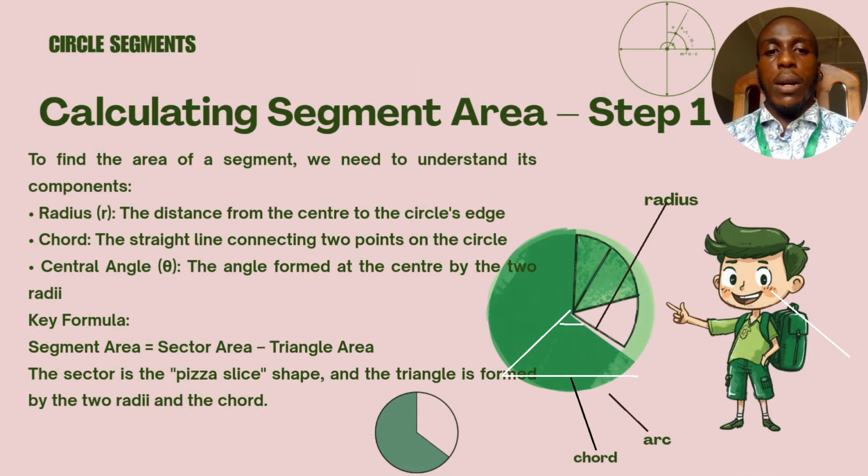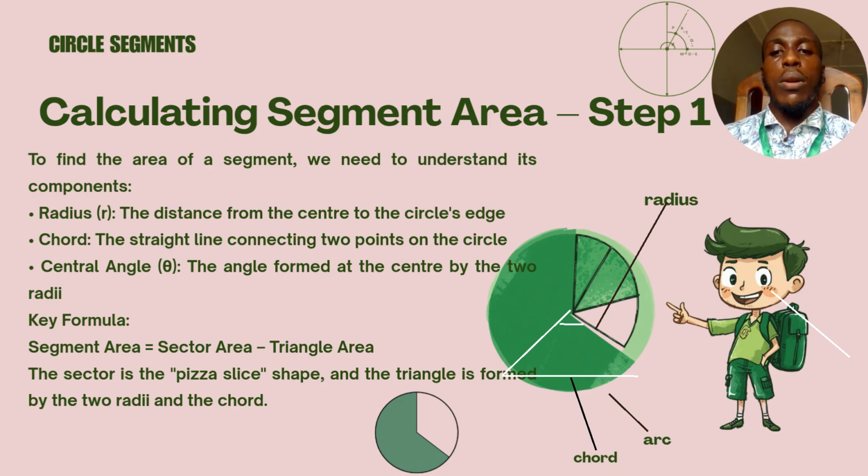Okay, so we are on calculating the segment area. There are some steps you need to look for in calculating segment area. To find the area of a segment, we need to understand the major components, or the parameters, that we make use of. The first is the radius. The radius is the distance from the center to the circle's edge. A line drawn from the center of the circle to any part of the circumference is known as a radius.